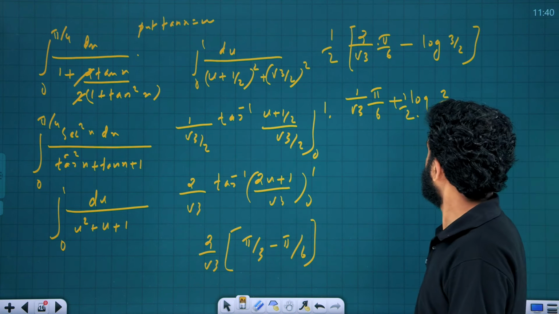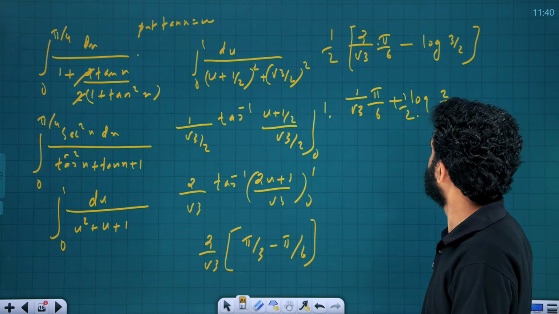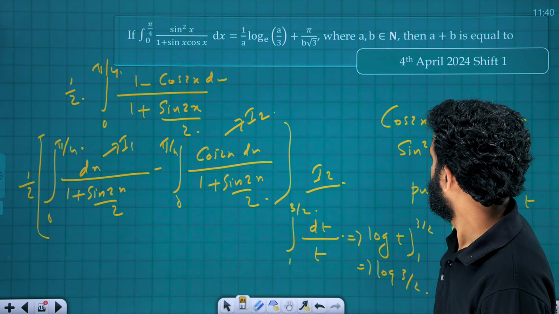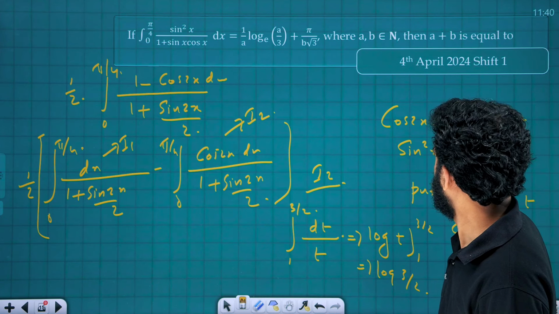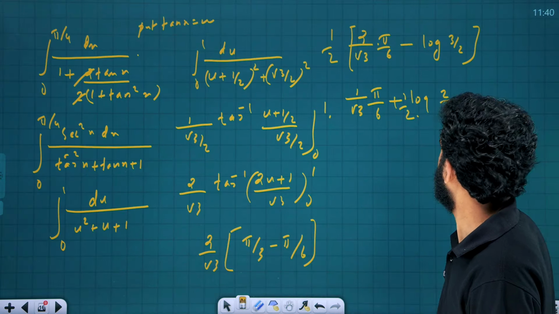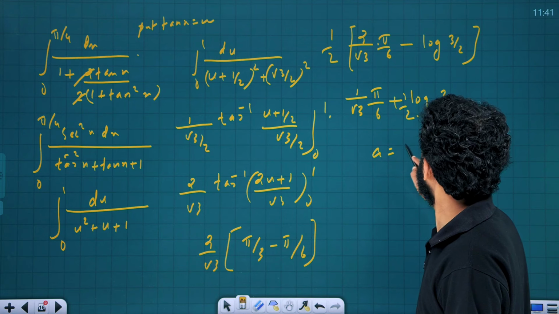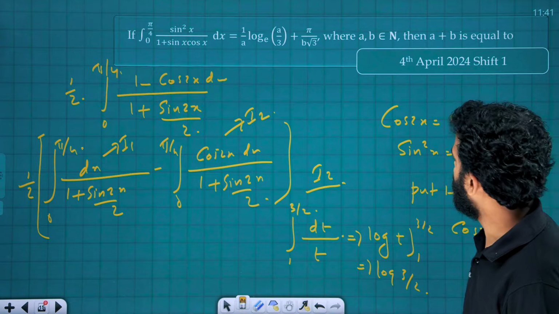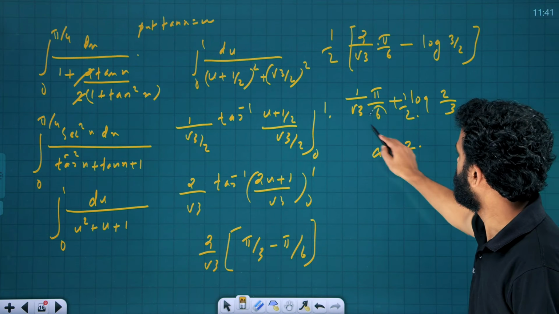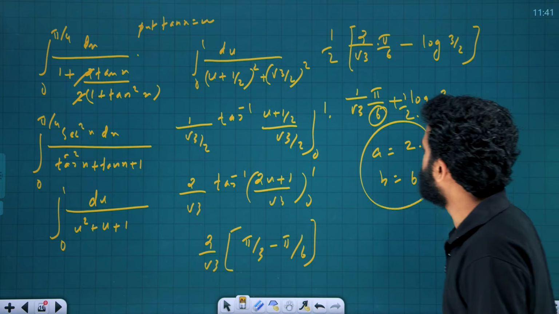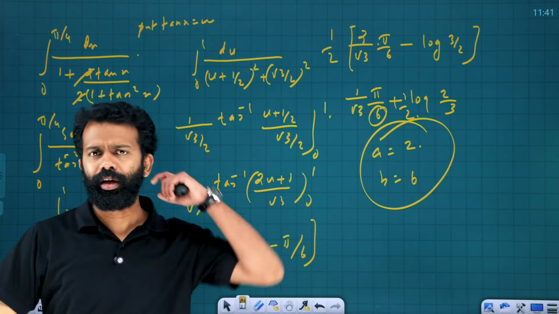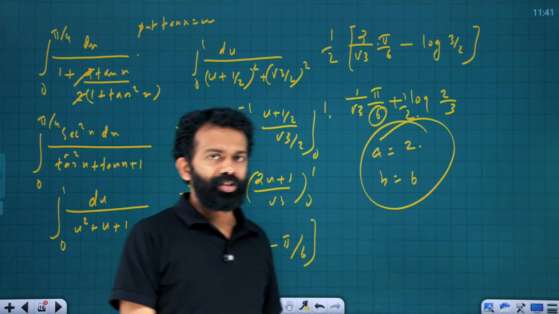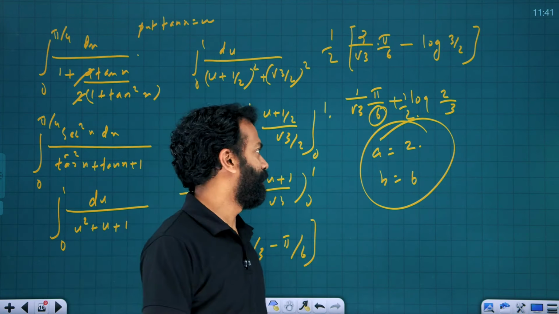And how will you formulate from here? Let's check. It will be 1 by a log a by 3 and pi by b root 3. Therefore, a is 2, and b is what? 6. Therefore, a is equal to 2 and b is equal to 6, so the final answer will be 8. That's all. Done and dusted. Agreed, slightly tricky one. And we can move to the next one.